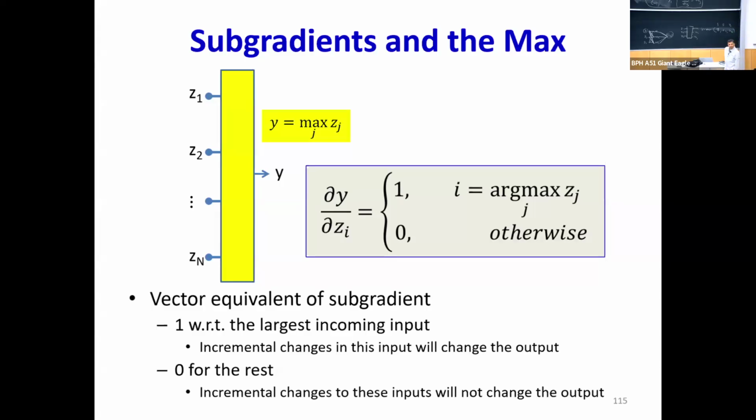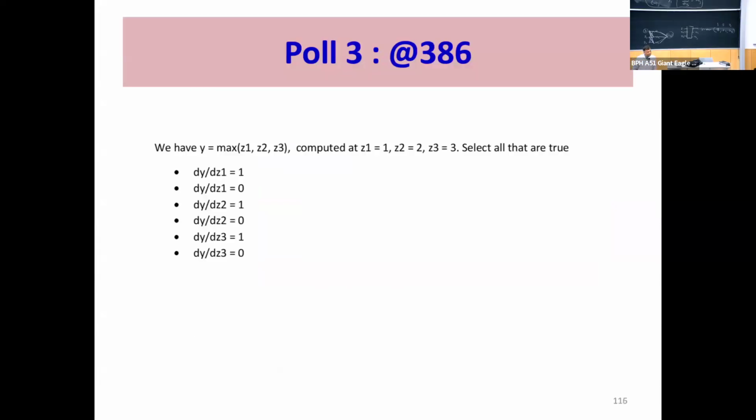Yeah. What if Z1 and Z2 are very close and the perturbation actually... It doesn't matter. You're looking at such infinitesimally small perturbations. Unless they are identical, it doesn't matter. If they're identical, then both of them will have the same derivative, right? Okay. So in this case, the derivative of y with respect to z is 1 for the largest value and 0 for the rest of them, right?